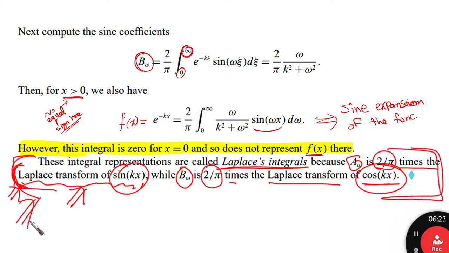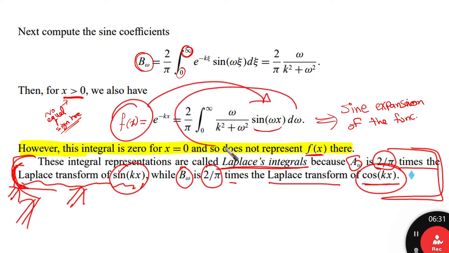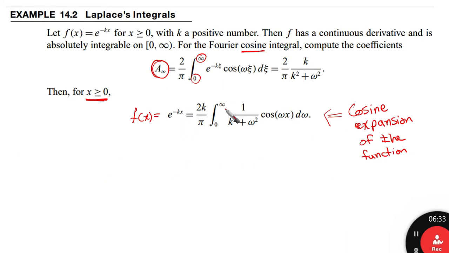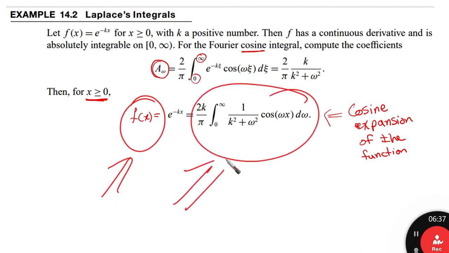Our main concern is that we have represented our function with sine terms only, or with cosine terms only. That is the main issue for us: the expansion or representation of the original function with sine or cosine terms.